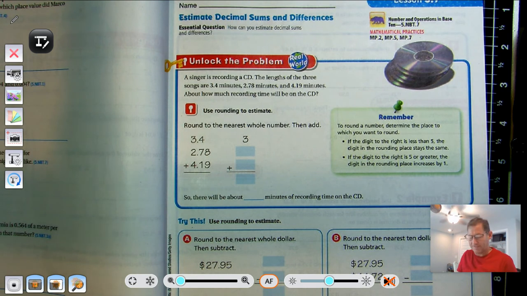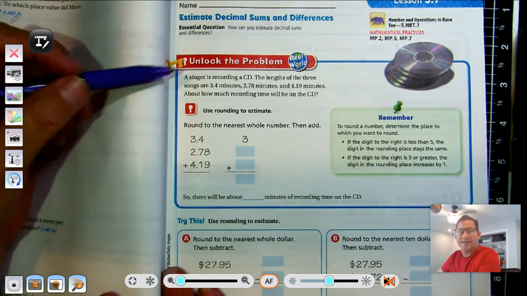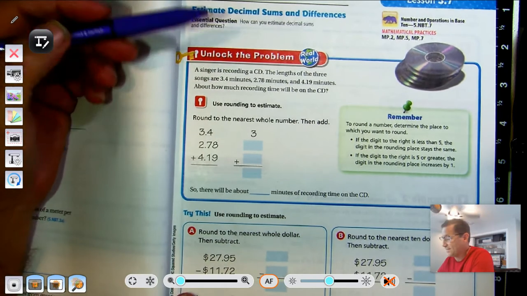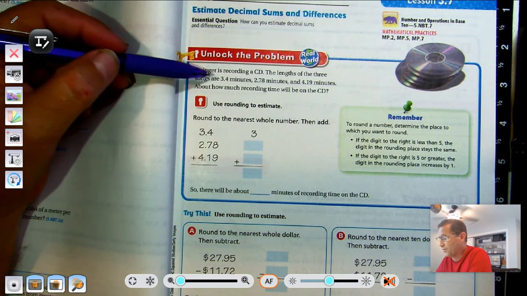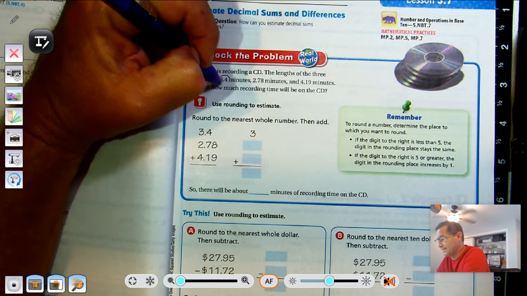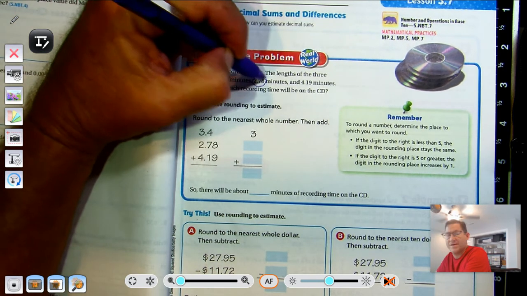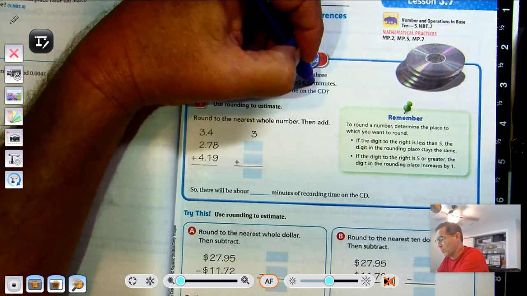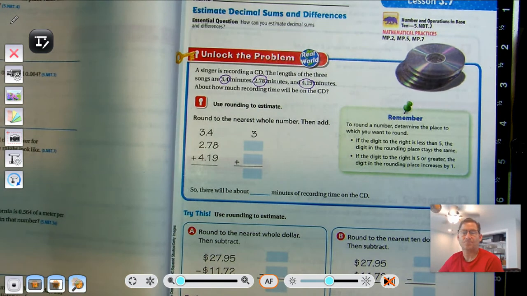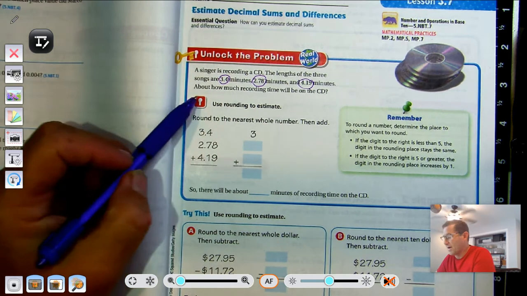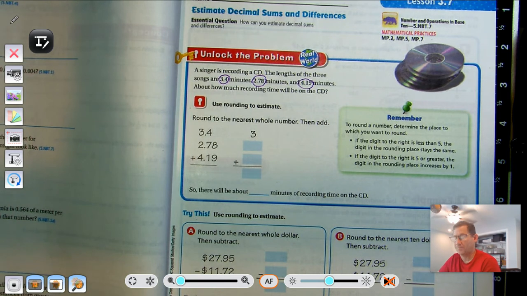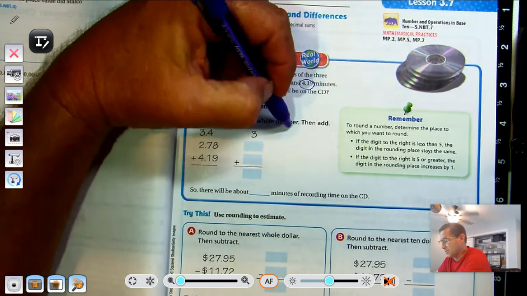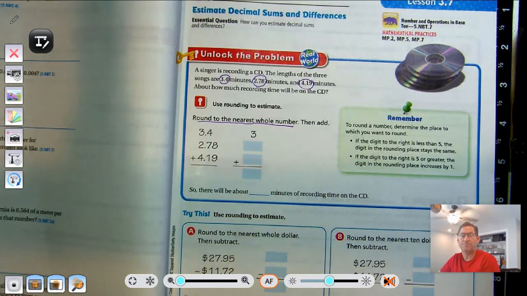All right, so let's look at the unlock the problem. A singer is recording a CD. The lengths of the three songs are 3.4 minutes, 2.78 minutes, and 4.19 minutes. About how much recording time will be on the CD? All right, well, we can use rounding to estimate, okay? And one way is to round to the nearest whole number.